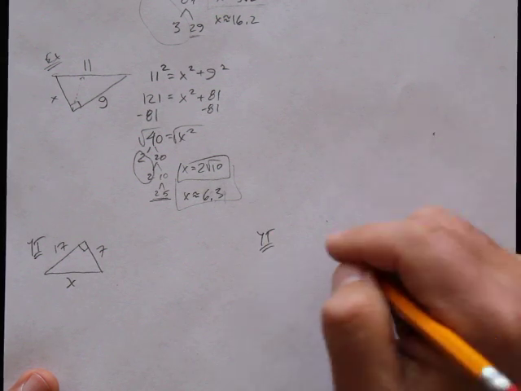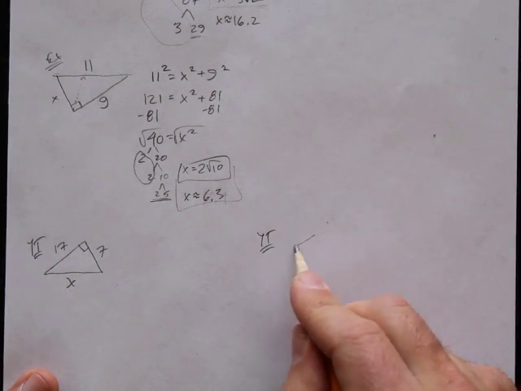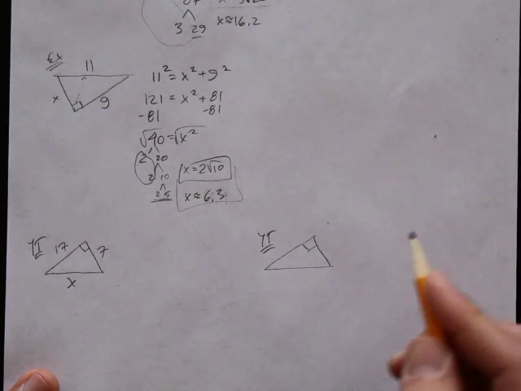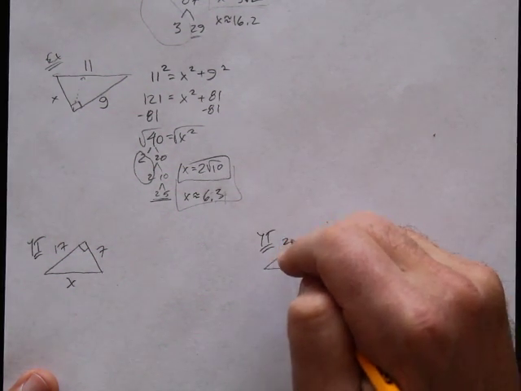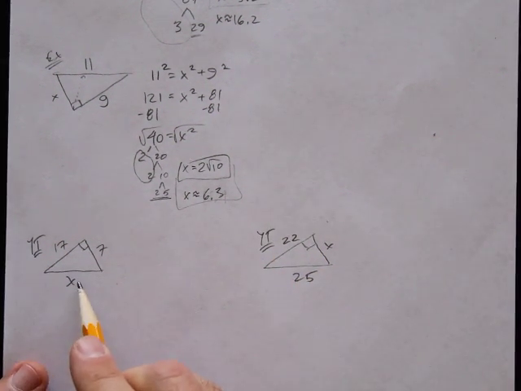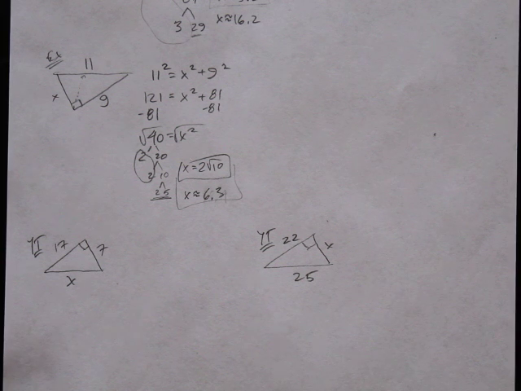Here's another you try, and this one looks like this. Right triangle, 22, x, and 25. All right, I want to know what x equals for this one. Go ahead and do the you tries, pause, and get to work.